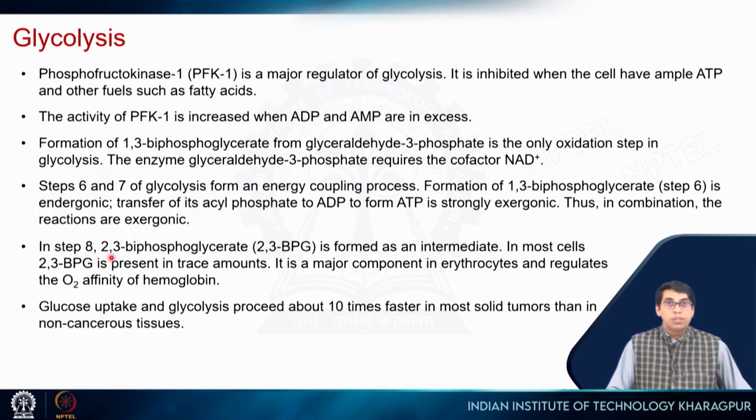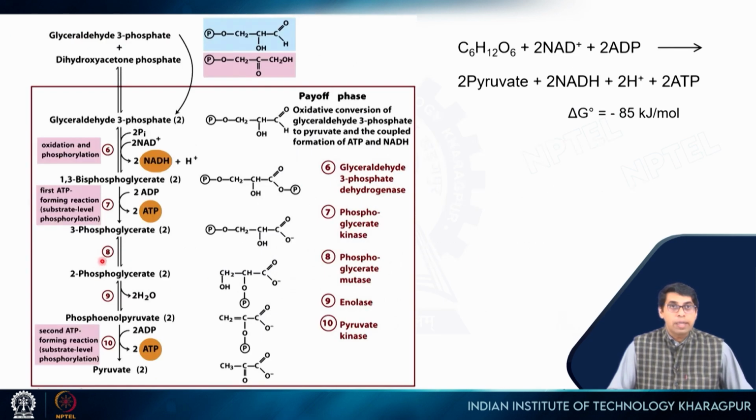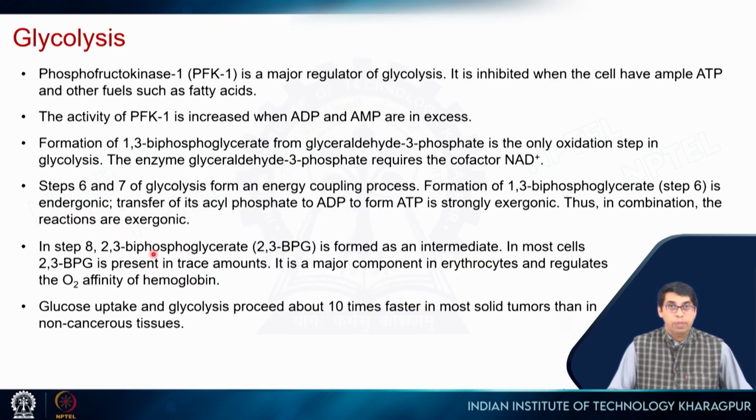Step 8: 2,3-bisphosphoglycerate, or 2,3-BPG, is formed as an intermediate molecule. In most cells, this is present in trace amounts, in very small amounts, but it is a major component in erythrocytes, or red blood cells, and we have already seen that 2,3-BPG binds to hemoglobin and regulates its oxygen affinity.